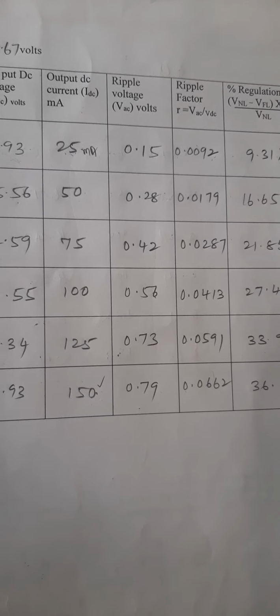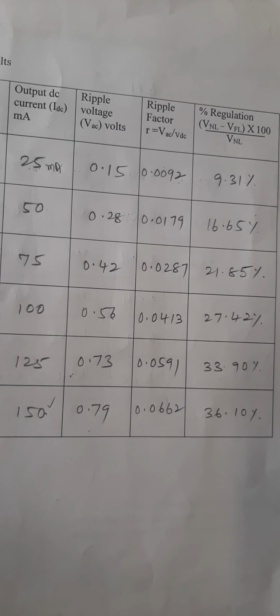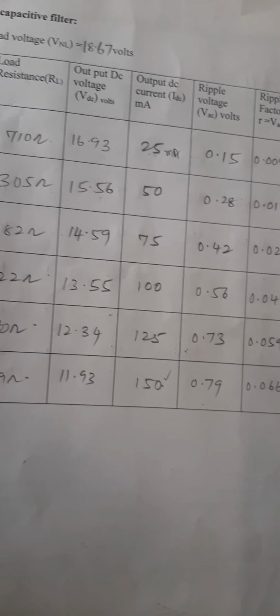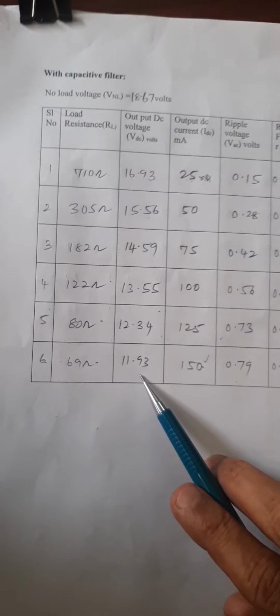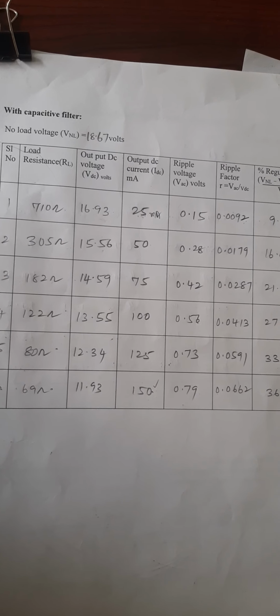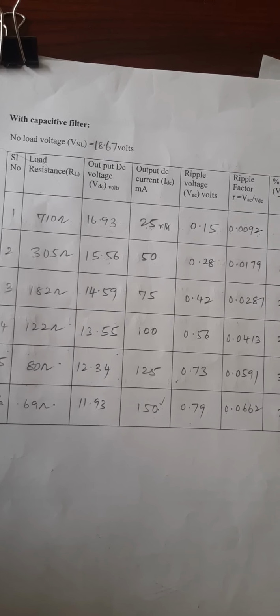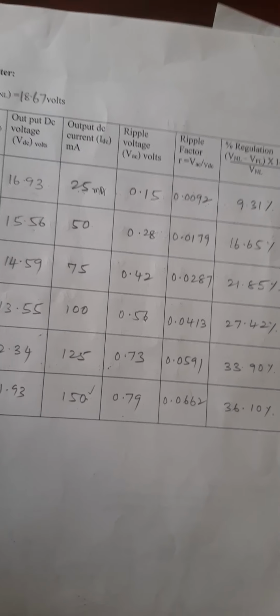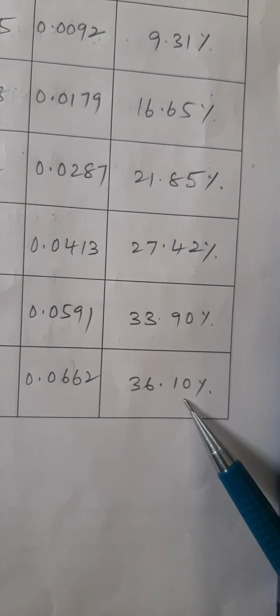Similarly, we can go for the regulation also. You take the same values for the regulation. The no load voltage is 18.67, minus the full load voltage 11.93, divided by 18.67. So you will be getting a value of 0.36, into 100 if you take it, you will be getting 36.10. So this is the value, 36.10.